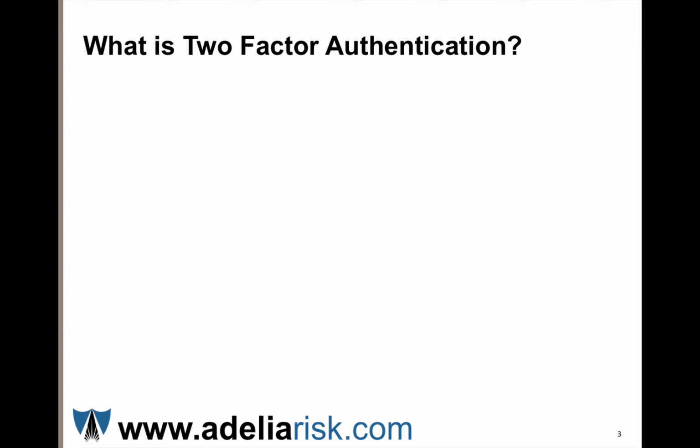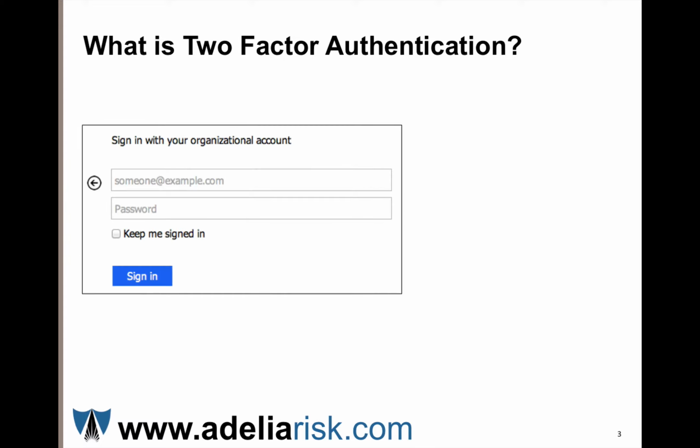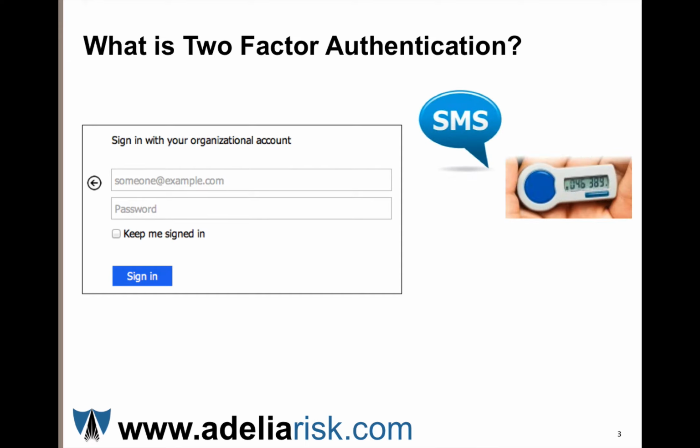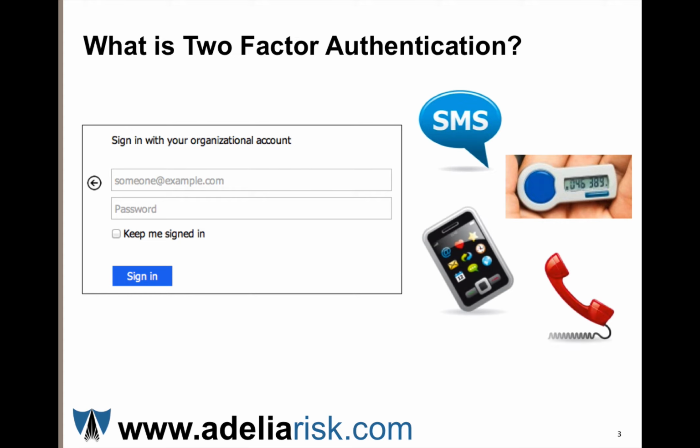First, what is two-factor authentication? As you've probably already heard, good security is a combination of something you know and something you have. When it comes to web applications, the something you know part is usually your username and password. In two-factor authentication, the something you have part can be a text message, a key fob with changing numbers, a smartphone app, or a phone call to a known phone number either manually or using voice biometrics.